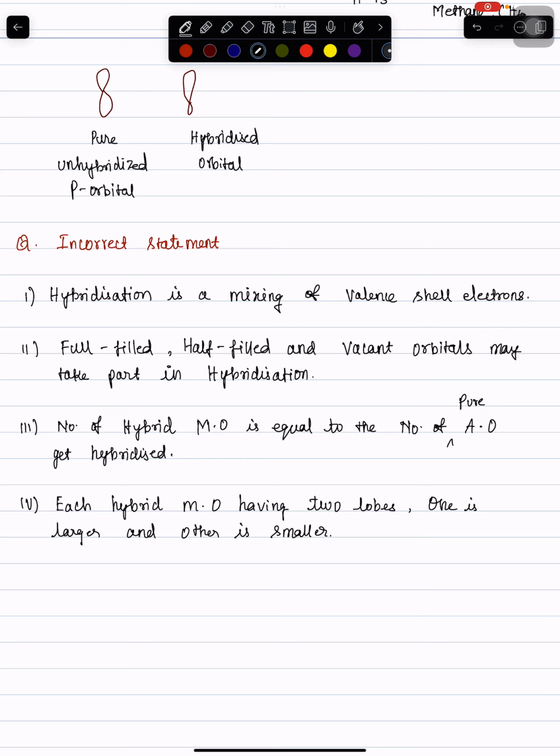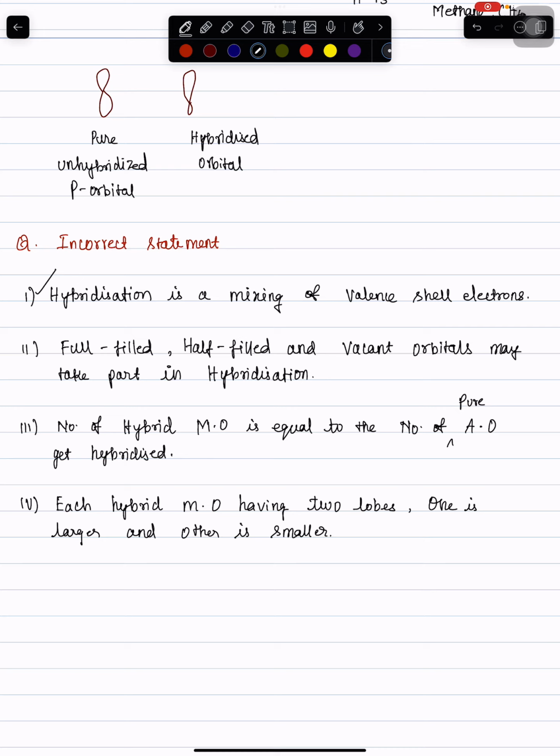So let's look at the first option. Hybridization is a mixing of valence shell electrons, which means hybridization is nothing but intermixing of atomic orbitals to produce a molecular orbital. So it is a mixing of orbitals, not valence shell electrons. So the first option is the incorrect one. Let's look at the second option: full-filled, half-filled and vacant orbitals may take part in hybridization. There is no condition for orbitals to behave in such a manner to be involved in hybridization. It doesn't matter. All types of orbitals can take part in hybridization.